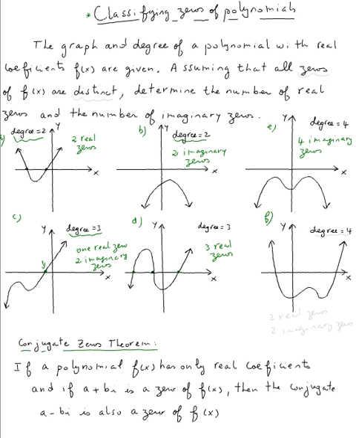But of course, don't forget, we are assuming that the zeros are distinct. It's really important, otherwise we can't do this. Now, the degree is 4 for F. We have 2 real zeros, 2 x-intercepts. So therefore, we have 2 real zeros. And because the degree is 4, there are 2 left, so we will have 2 imaginary zeros. Pretty easy. So that's it for this example.